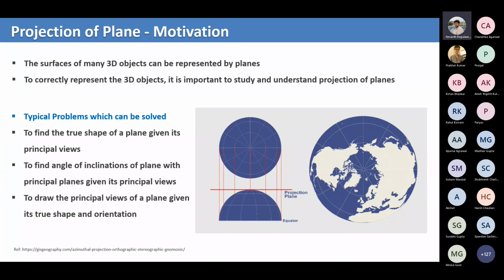So using this, we get the true shapes. We can find the angles of inclination, and we can draw the principal views and all those things to get the true shape and orientations.